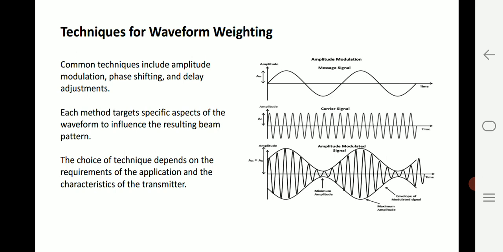The combination of both: we give these two signals to the amplitude modulation circuit. We get the modulated wave, which can be shown in the third waveform. The common techniques include amplitude modulation, phase shifting, and delay adjustment.